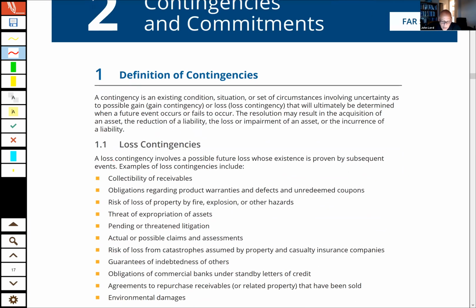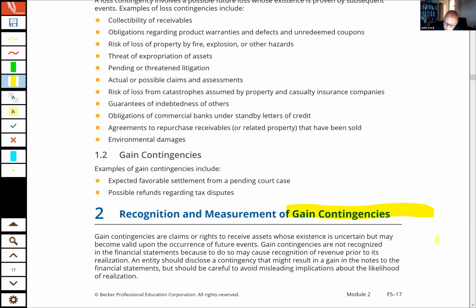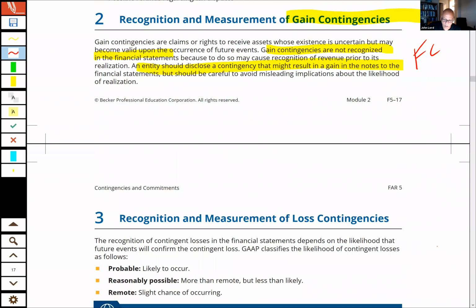Now, we start out, however, talking about gain contingencies. For a gain contingency, it's not recognized. Rule of conservatism, no journal entry, not recognized. However, you would be able to disclose information about a gain contingency. But if any time the exam asks what the company should recognize, record, report as a gain contingency, the answer is what? Zero. Disclosure, yeah, okay, you can disclose something about that. Okay, good.